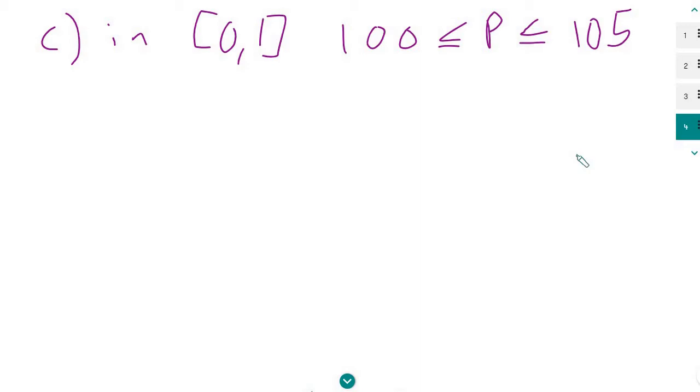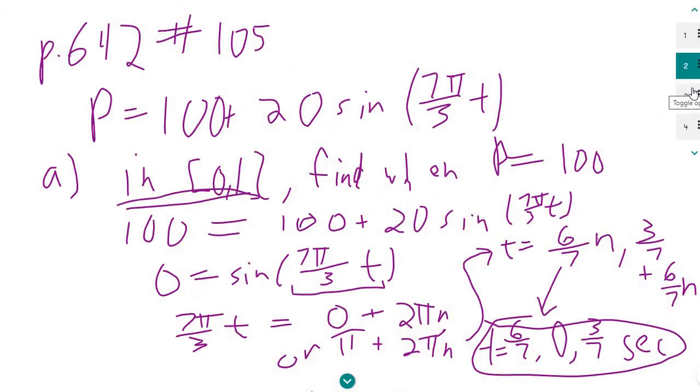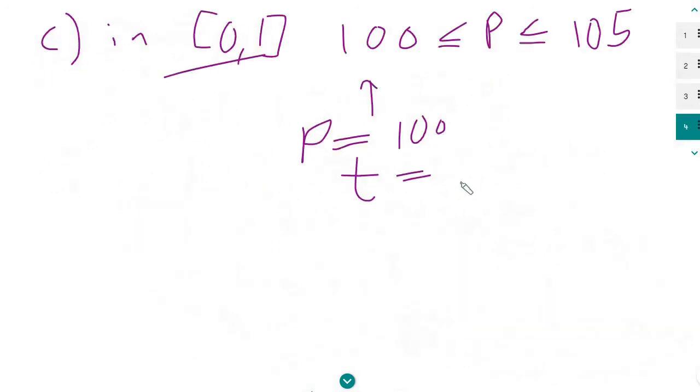Well, we already found the time. In part A, we already solved when P was equal to 100, right? On the time interval 0 to 1. And those times were, let's go back and look. I think I still have it pulled up here. That was 6 over 7, 0. Let's put it in order: 0, 3 over 7, and 6 over 7. Okay, so those were the times when the pressure was equal to 100.